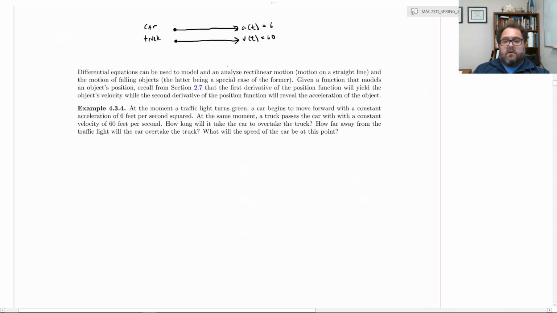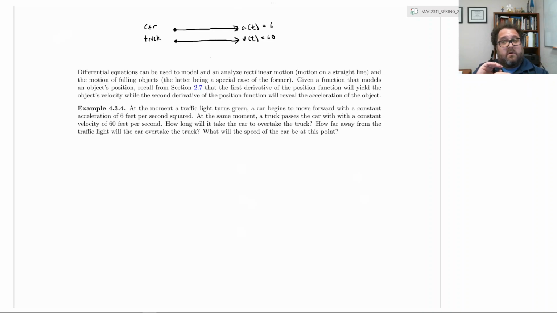Now let's see what we're trying to figure out here. How long will it take for the car to overtake the truck? How far away from the traffic light will the car overtake the truck? What will the speed of the car be at this point? So, a couple observations here. We're trying to figure out when the car overtakes the truck, and we're concerned about the distance away from the traffic light. The traffic light can be thought of as our initial position. That's your starting point. And we want to know how far away from the traffic light the car will overtake the truck.